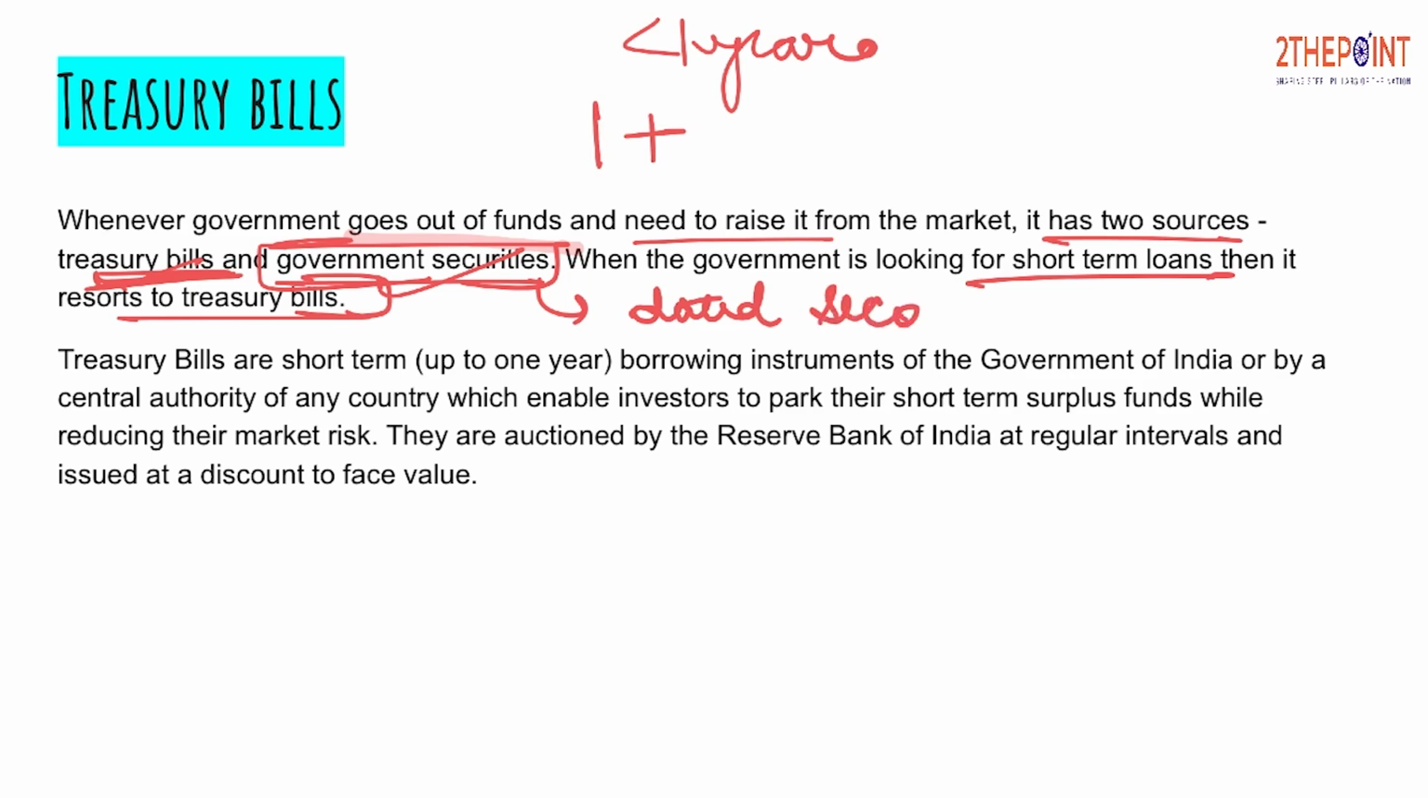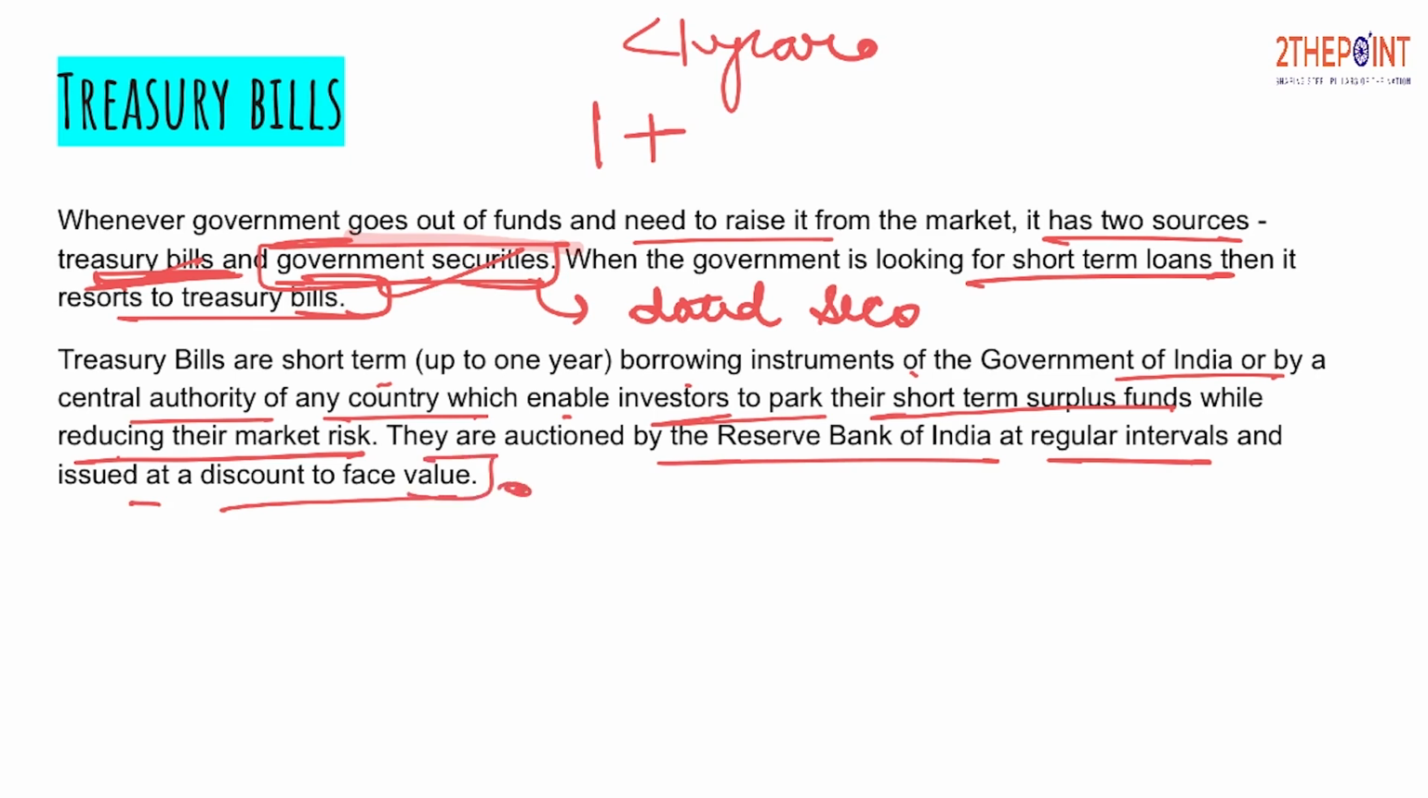Fine. Now treasury bills are short-term borrowing instruments of the government of India or by the central authority of any country, which enable investors to park their short-term surplus funds while reducing their market risk. They are auctioned by RBI at regular intervals and issued at a discount to face value. So usually we park surplus money with the government or the banks in order to earn interest over it, right? Now what happens in treasury bills, let me explain with an example.